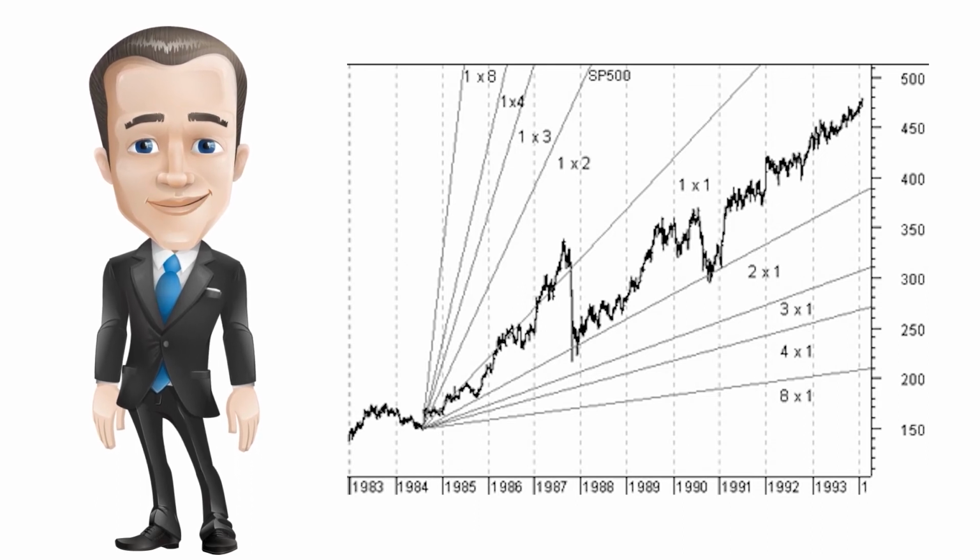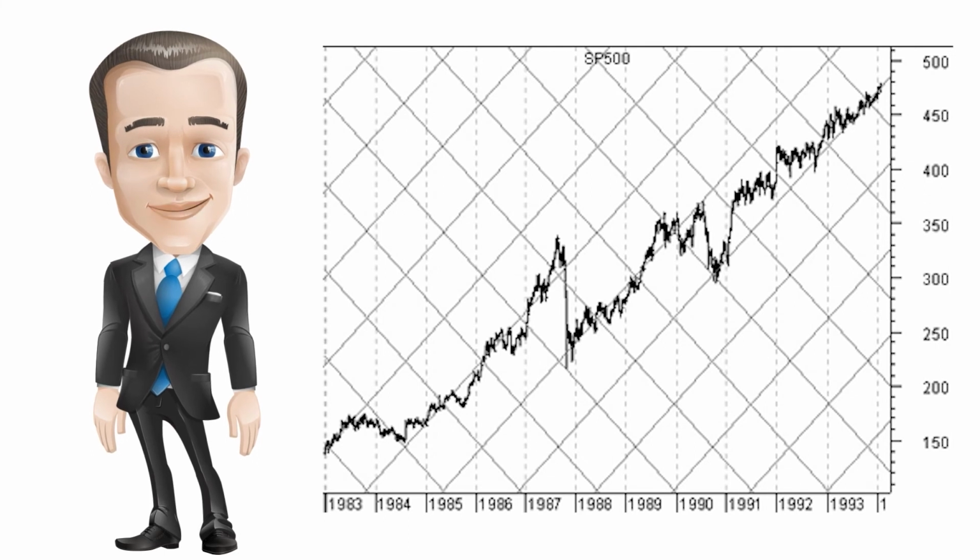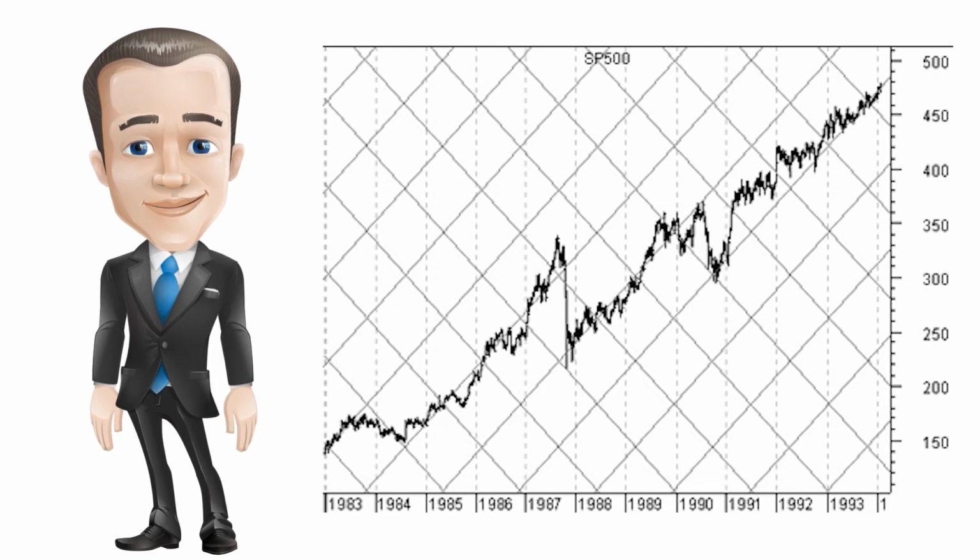The next chart shows the same S&P data with the Gann grid. This is an 80 by 20 grid. Each line of the grid is 1 by 1 and the lines are spaced 80 weeks apart. Several angles together make up the Gann fan.